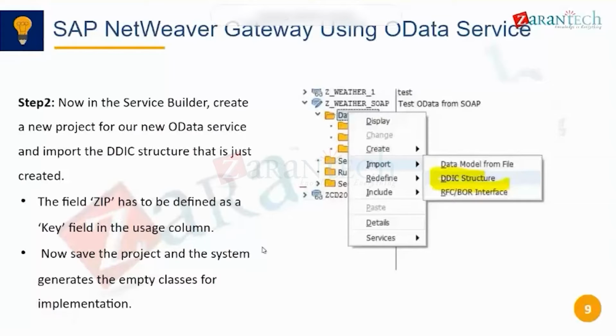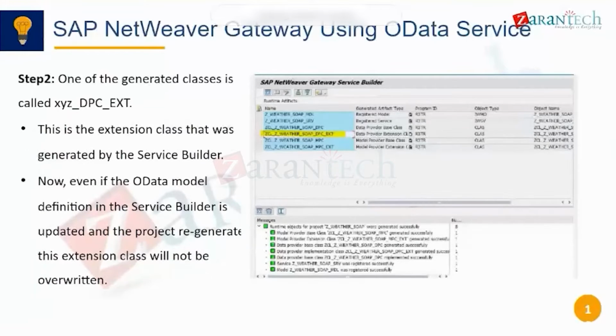When you are defining the structure, you don't have to explicitly maintain any key fields, right? But if you are creating a table, you need at least one key field. Now save the project and the system generates empty classes for the implementation. So these are some empty classes that you can generate: DPC classes and extension MPC classes.